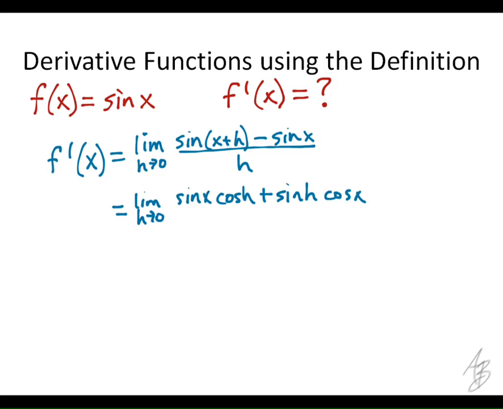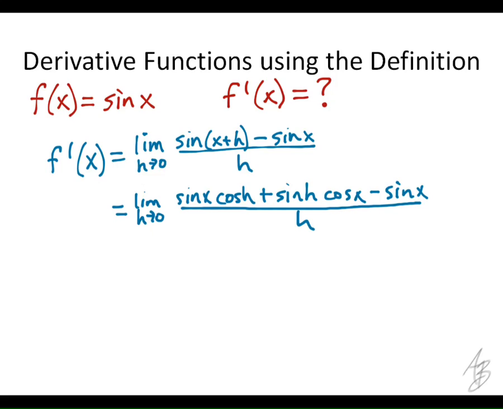Good. So the sine of x plus h is equal to this, and that's just a trig identity that, like I said, if you needed it for a problem, I would give it to you, at least on a test. Okay, and then we still have our minus sine of x, and we're still dividing by h.